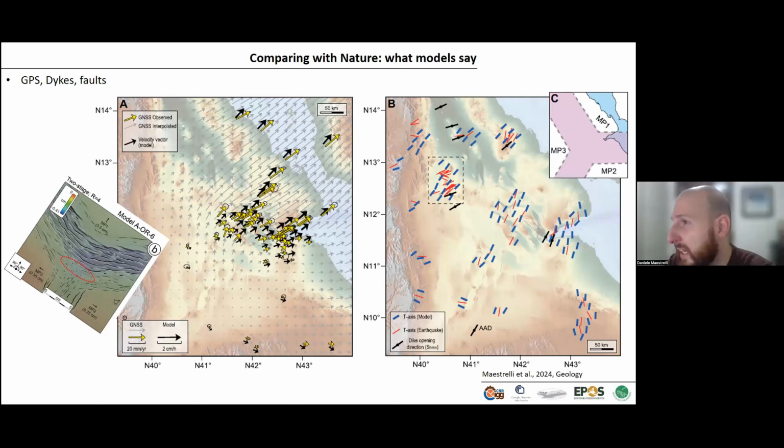Yeah, it's hard to say, especially considering analog modeling, because, as you know, analog models are not the best at reproducing, for example, magma-assisted rifting. This is one of the limitations, so it's hard to say basing on the analog models. Yeah, I must admit this.